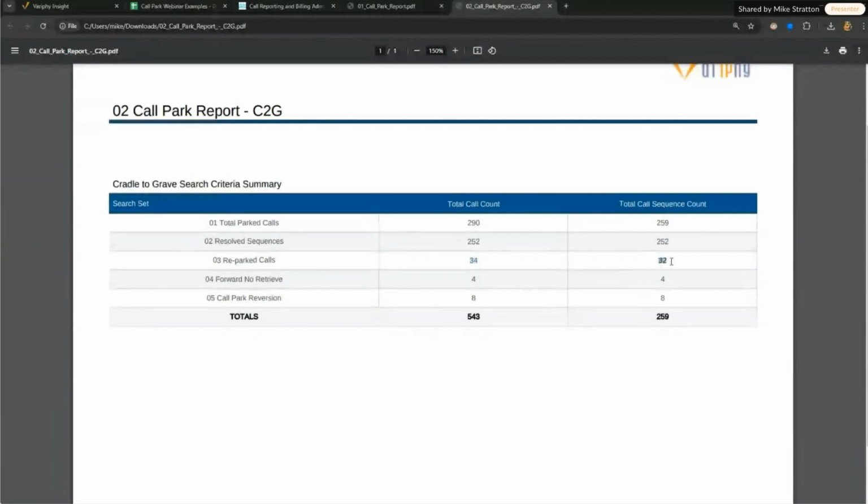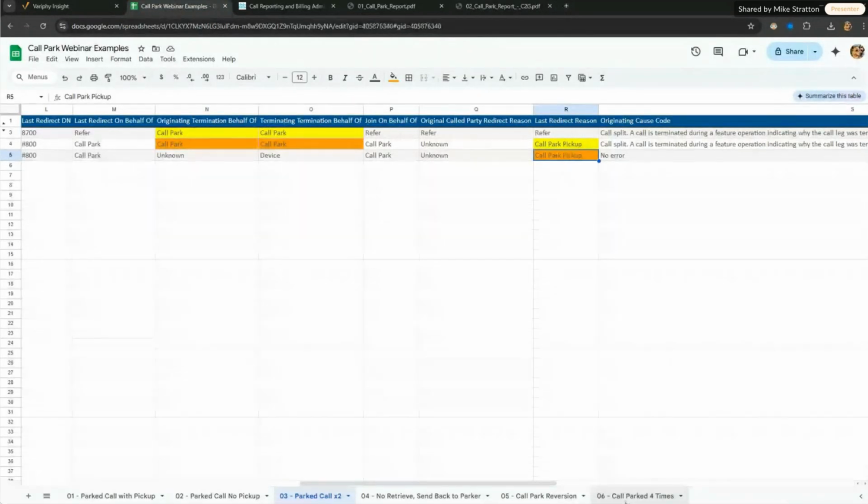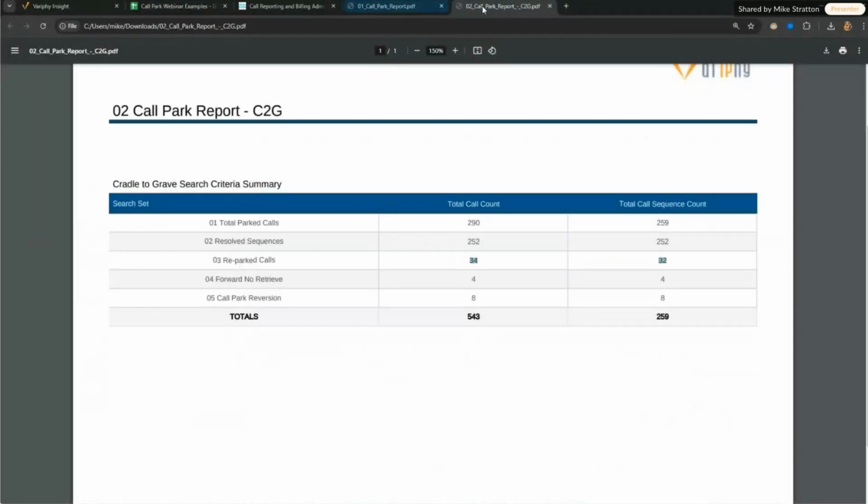Repark calls, again, 34 times a call was reparked. 32 of those were unique calls. So maybe 2 calls were parked twice, or really I think our difference of 2 calls was this example here that was parked 4 times. And then going back, forward no retrieve, call park reversion, same thing. It's how many unique times it happened versus how many unique calls had a no retrieve or a call park reversion.